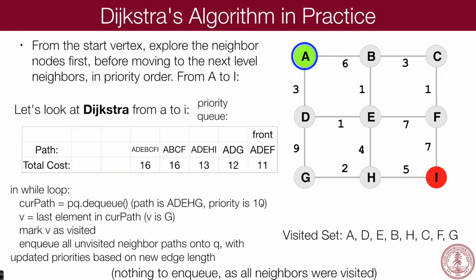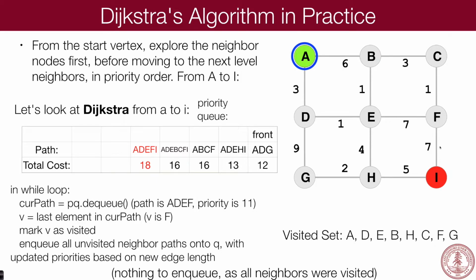ADEHG has a priority of 10, and its last element is G. D and H have already been visited, so we don't enqueue anything. Okay, and then ADEF comes out. ADEF has a priority of 11.